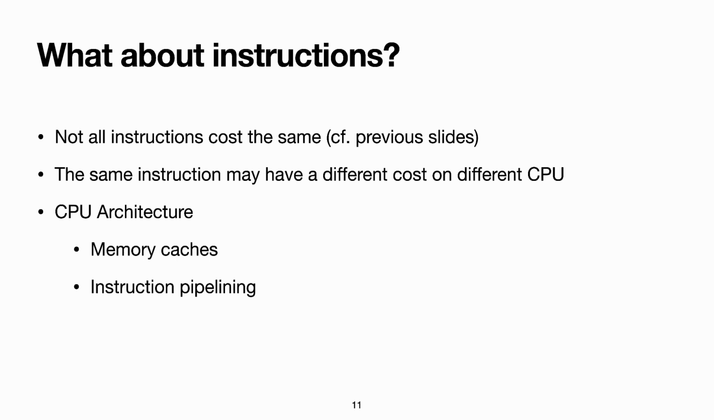As we've already seen, not all instructions cost the same. They take different numbers of cycles, and they also vary in cost between different CPUs, even though it's the same instruction. There are two details of CPU architecture that greatly affect performance. That's memory caches, so we just talked about that, and then there's instruction pipelining. Let's now talk about this.